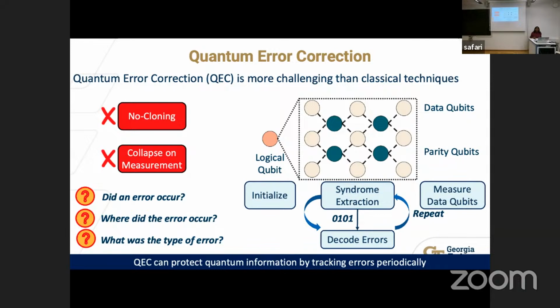More questions? Okay. But I'm glad we did the basics of quantum error correction in 15 minutes. This is good.